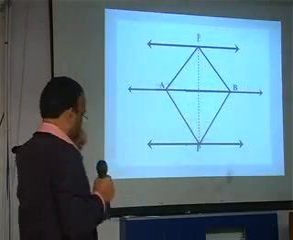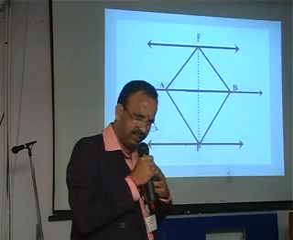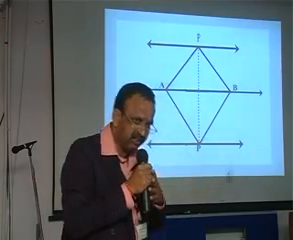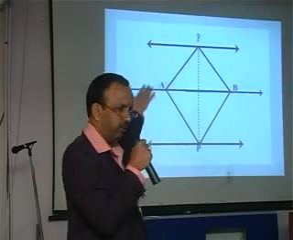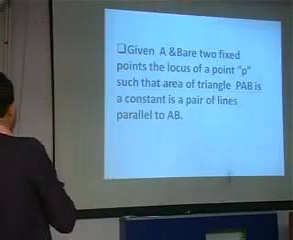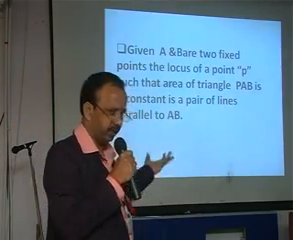Next, see now, parallel lines and area of the triangle on the same base, and the area is fixed. If the condition laid is that the area is fixed, what happens? Those two lines are going to be parallel. This is the locus. Next, these are the fixed points, P, and the area is equal. That is next.